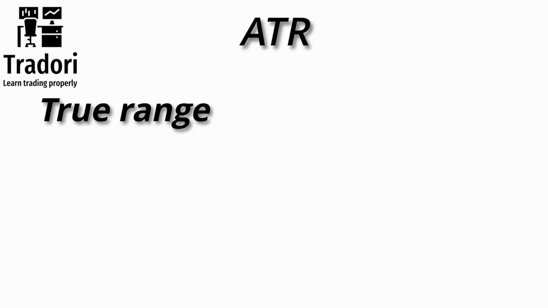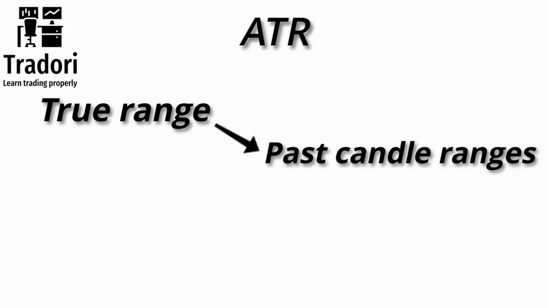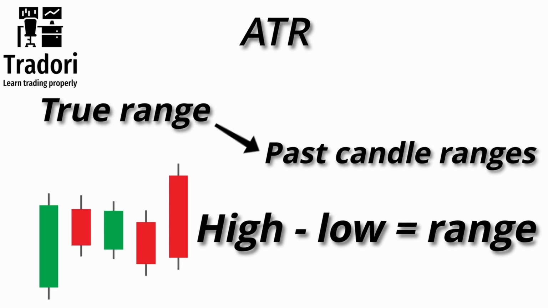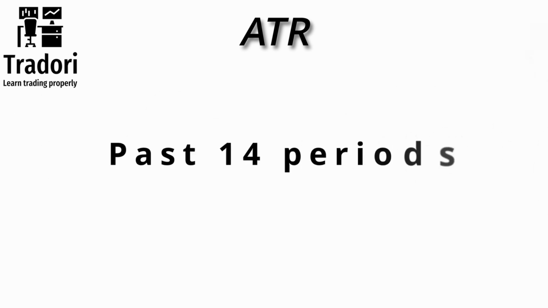As the name says itself, it is true range. Therefore, to calculate ATR, we need to know the ranges of past candles. Daily range is calculated by subtracting the candle's low price from its high price, regardless of whether it was a falling or climbing candle. Typically, the ATR calculation is based on the past 14 periods.